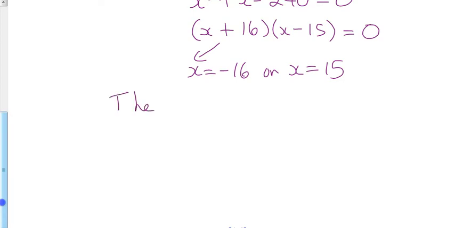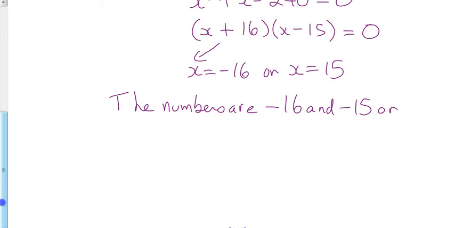Negative 15, 16, that doesn't work. Plus or minus 16, plus or minus 15. Okay, go back to the let statement. What's x? The first integer. So the numbers are negative 16, that's x. What's the second integer? x plus 1, which is negative 15. So the numbers are negative 16 and negative 15, or positive 15 and positive 16.